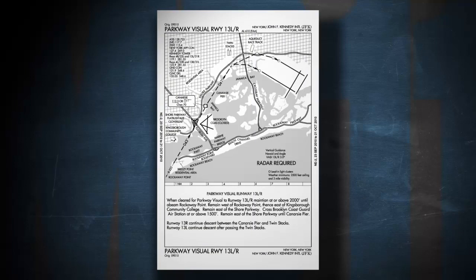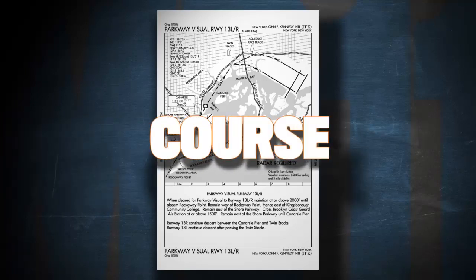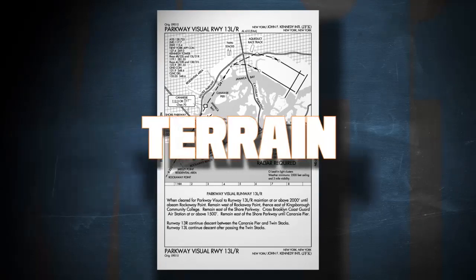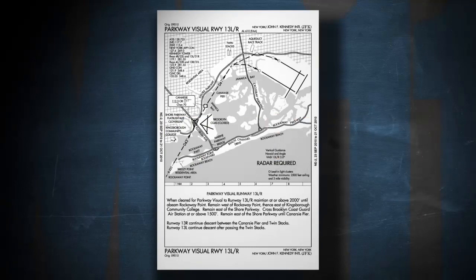Highest MSA is 2,800 feet to the northwest of the Canarsie VOR. Course. This doesn't really apply as this is a visual approach. The only course we will be using is the 043 degree bearing inbound to the Canarsie VOR, as we talked about before. Terrain. There is nothing of note on the terrain front as this is a very low-lying area, but there are numerous masts scattered around, so we should be clear of all of these.